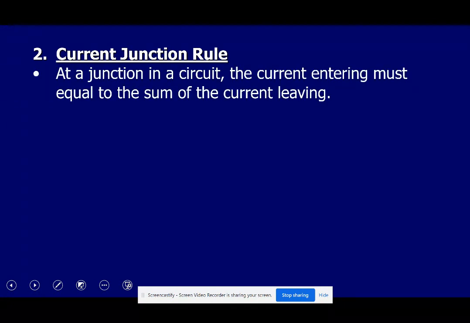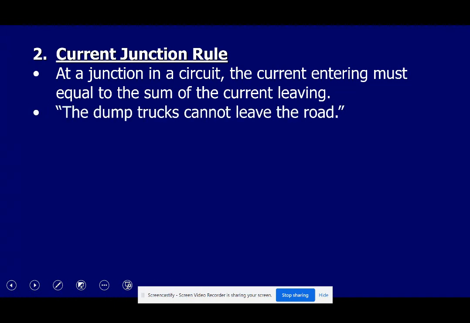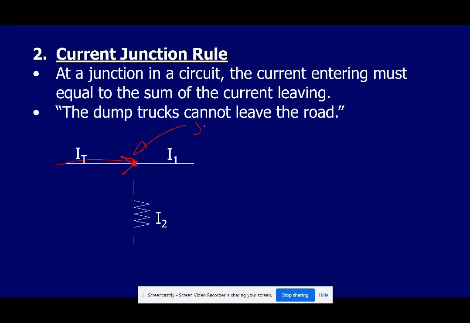So at a junction in a circuit, the current entering must be equal to the sum of the current leaving the junction. The dump trucks cannot leave the road. If you like that trucks analogy, I'll show you what to do here. Forget about the energy they drop off. Now just think about the number of coulombs, the number of dump trucks, or current, if you recall, is the number of amps. So if we have a number of amps enter this junction, by the way, this right here is a junction. How do I spell junction?